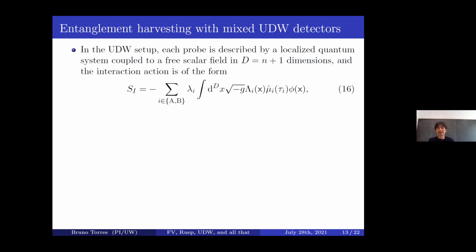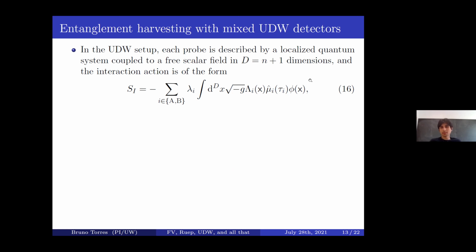Now, the next step is to see exactly how the mixedness of the probes impacts the entanglement that is harvested, now in a situation that we are more used to, in the case of Unruh-DeWitt detectors, right? Since part of the claims of the Ruwet paper were quite general and basically boiled down to the effect of mixedness on entanglement harvesting, it makes sense that those should be reproduced in the more controlled setup of Unruh-DeWitt detectors.